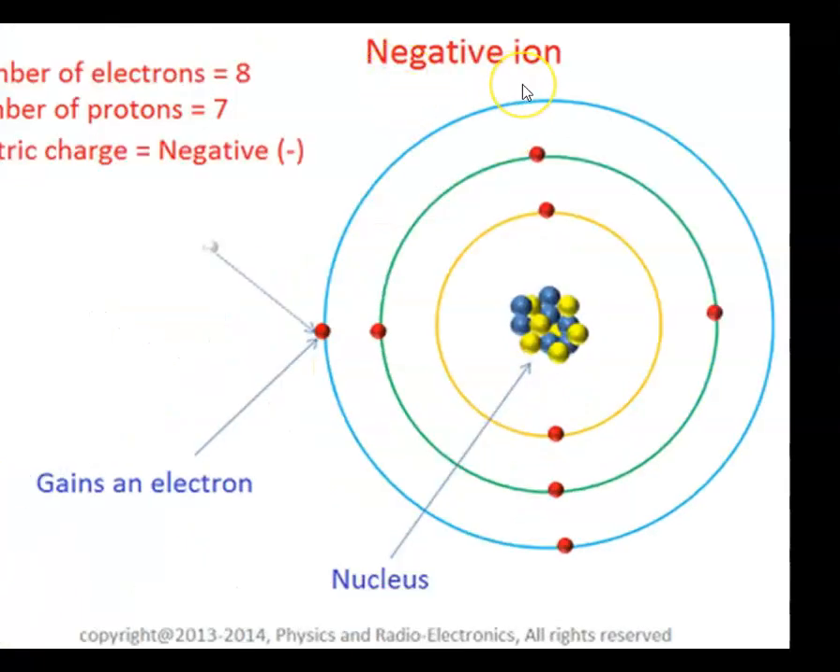Similarly, we will see what is a negative ion. If an electrically neutral atom gains one or more electrons, then the total number of electrons orbiting the nucleus of the atom is greater than the number of protons in the nucleus of that atom. So see in this figure, the total number of electrons orbiting the nucleus of the atom is 8, whereas the total number of protons in the nucleus is 7. So positively charged particles, that is protons, are less than the negatively charged particles. Therefore, the total electrical charge of this atom is negative.